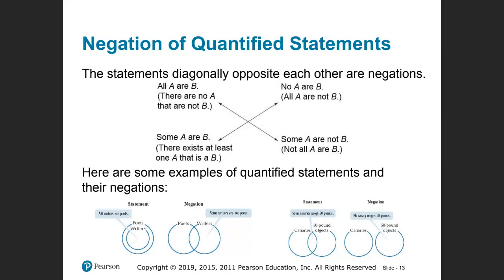So we're looking at the negation of quantified statements. The statements diagonally opposite each other are negations. So if we have all A are B, or there are no A that are not B, then the negation of that would be some A are not B, or not all A are B. For some A are B, or there exists at least one A that is a B, going diagonally opposite, the negations could be no A are B, all A are not B.